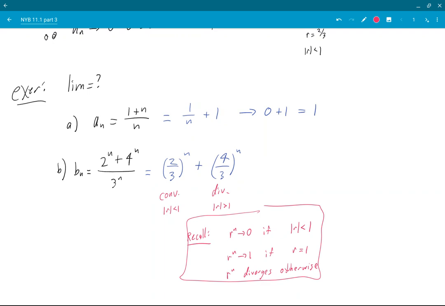Okay, back to our exercise. So we have a convergent part here and a divergent part here. So overall, we must conclude that this is divergent. Okay, because again, Bn is a convergent part plus a divergent part. And I hope you agree that that means that it must be divergent overall.